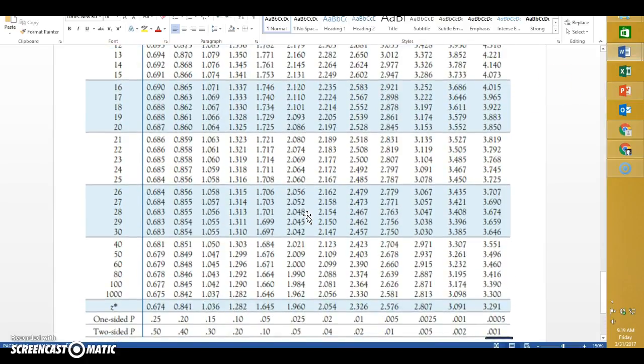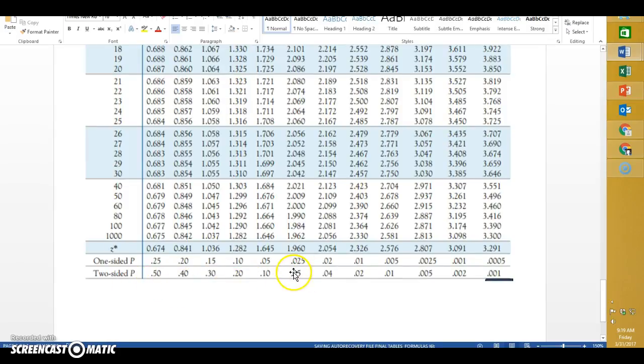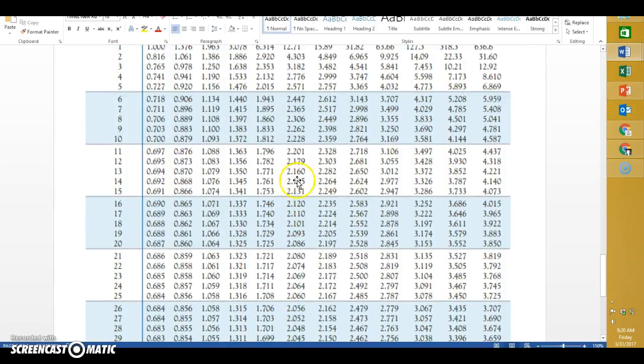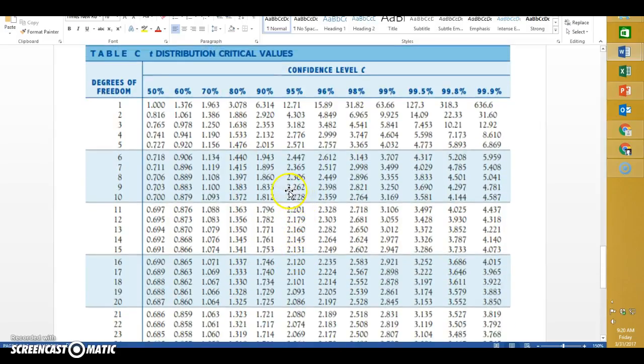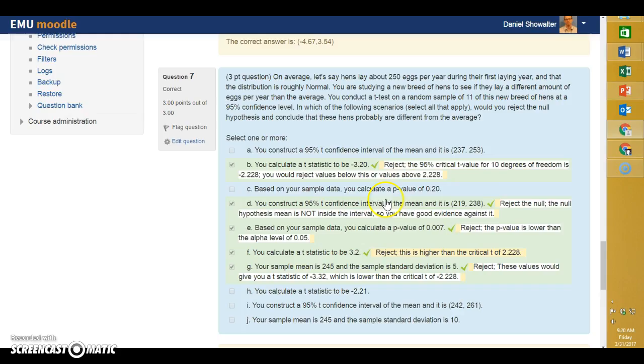So if we look here, two-sided P of 0.05, we need degrees of freedom 10, so that 2.228 is the cutoff that we're really looking for here. And because we just said different, we don't care if we're below negative 2.228 or if we're above positive 2.228. Either one will reject. So here we got below negative 2.228. Here we got above positive 2.228. So both of those would cause rejection.